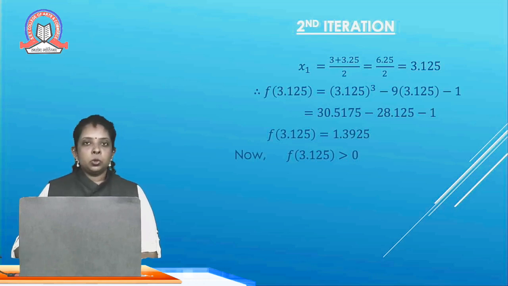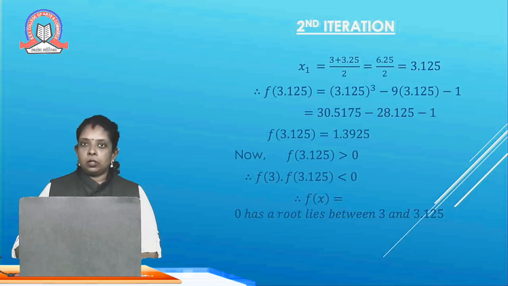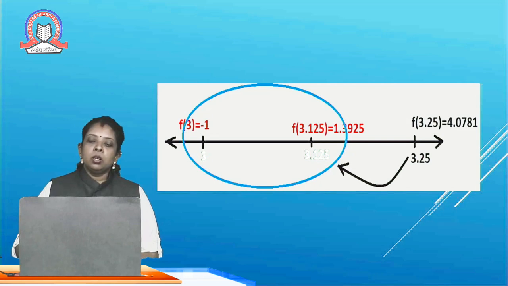So again we choose the left side value, which never changes in all these iterations. That is f of 3 into f of 3.125 is less than 0. Therefore after this iteration we can state that the root of f of x again lies between the values 3 and 3.125. Now you can see the graph, which shows again the change in the right hand side value, because the function result is again a positive value.